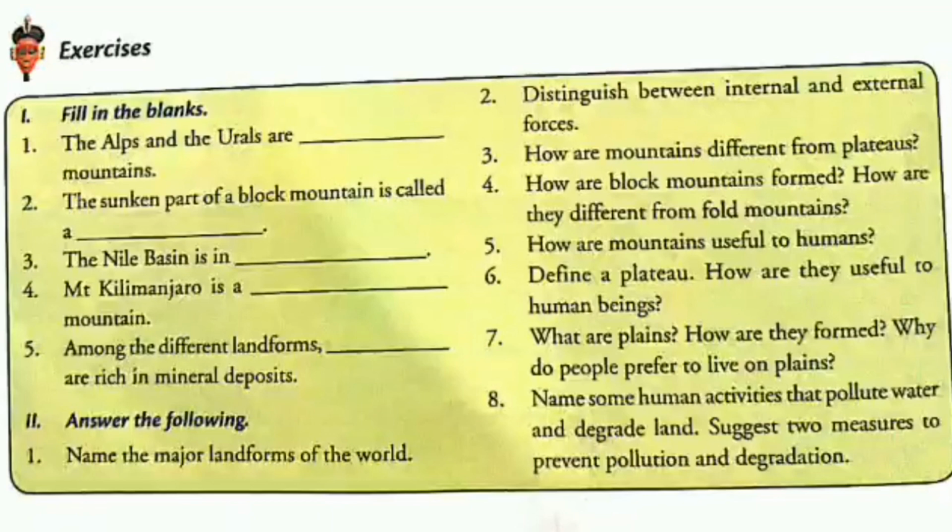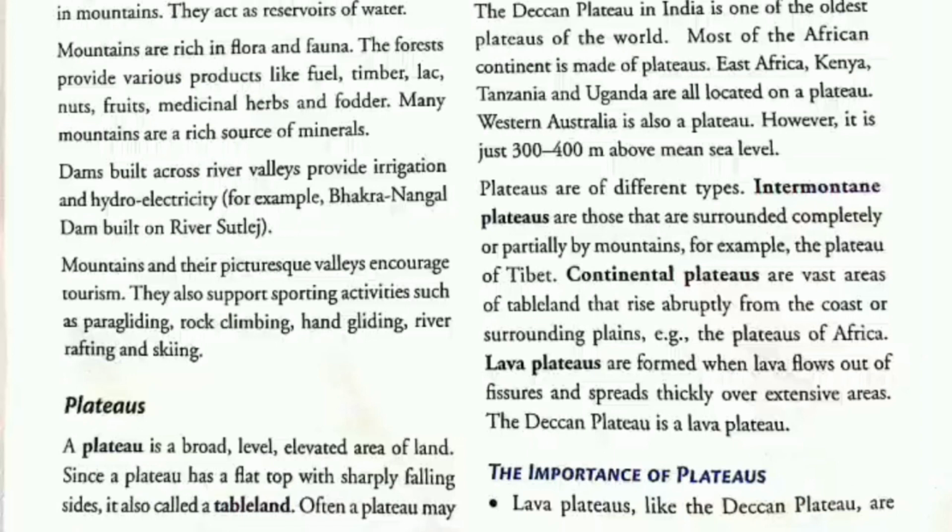Now question number 6 is, define a plateau. How are they useful to human beings? So for this answer, come to page number 55. On page number 55, under the heading plateaus, first we will write, a plateau is a broad, level, elevated area of land. Since a plateau has a flat top with sharply falling sides, it is also called tableland. After this, we have to write the importance of plateaus, or how they are useful to human beings.